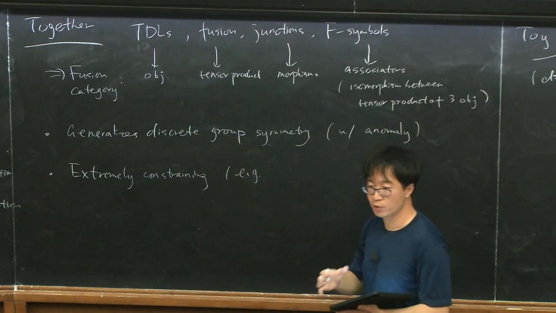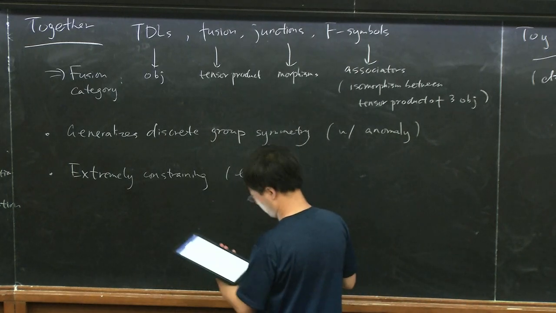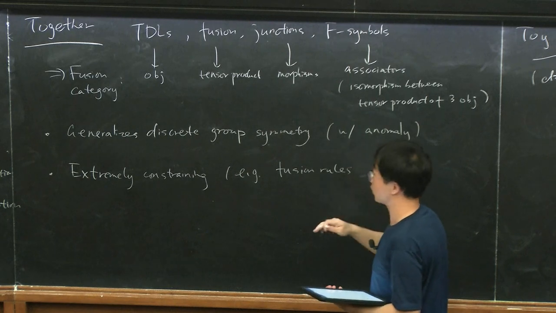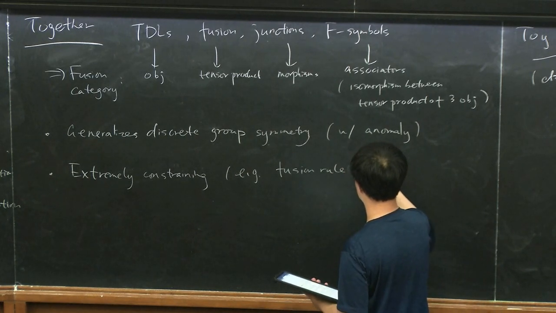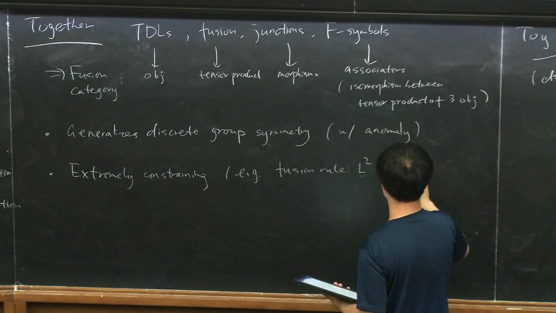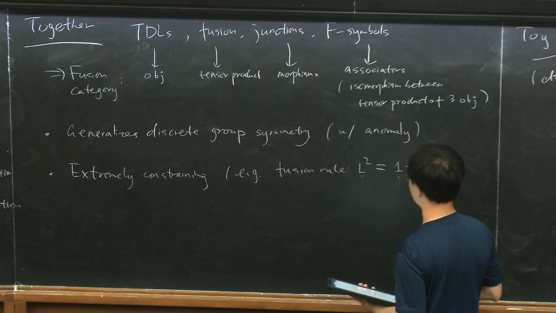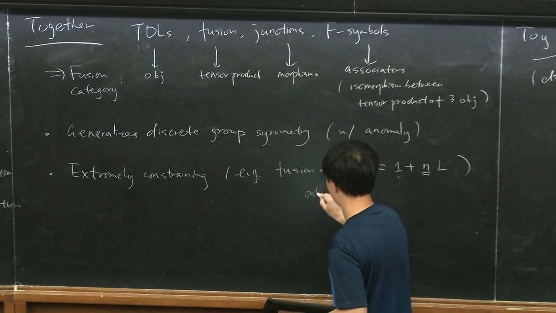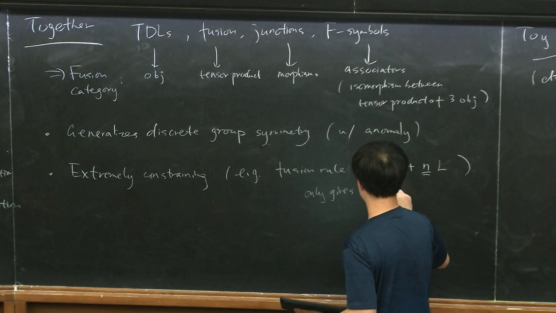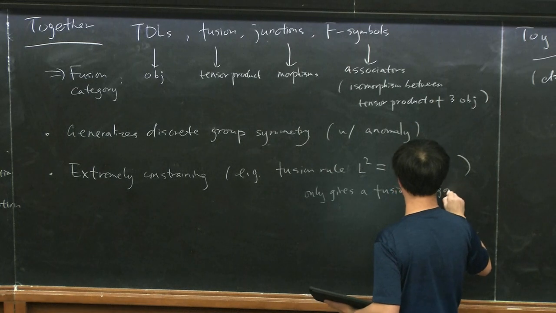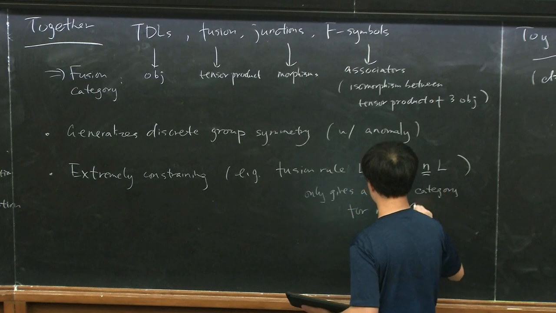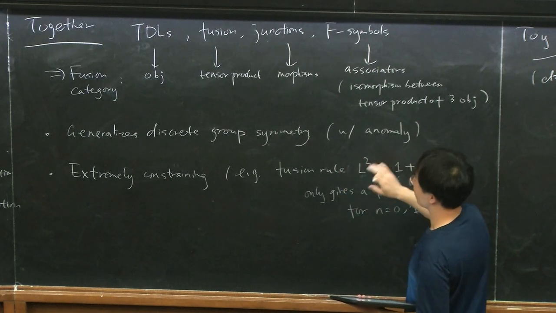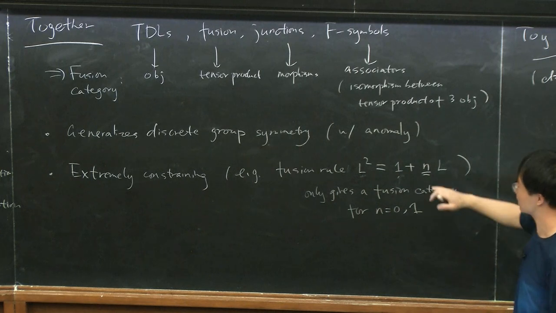If you start from a set of topological defect lines which you postulate describe some fusion category symmetry, and you postulate the fusion rule, okay? For example, if you just postulate a single topological defect, and you postulate the fusion rule of the form L squared is equal to 1, which is a trivial defect, plus n, which is some degeneracy, times L itself, okay? This only gives a fusion category for n equal to 0 or 1, okay? So this is very surprising because why can't we have a single non-invertible defect that satisfies such a fusion rule?